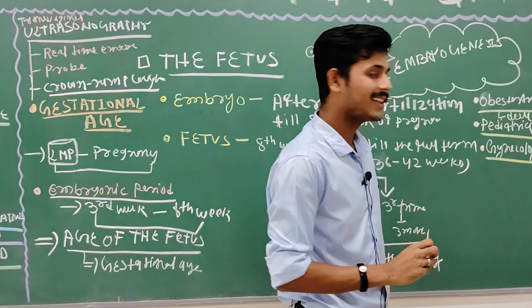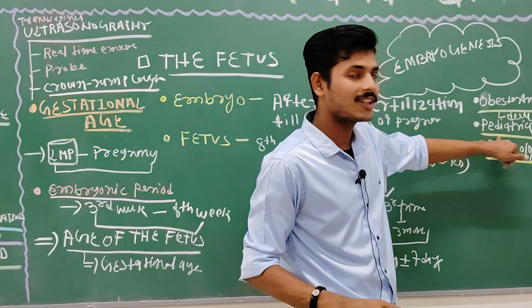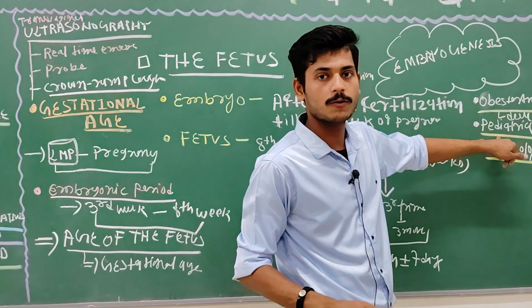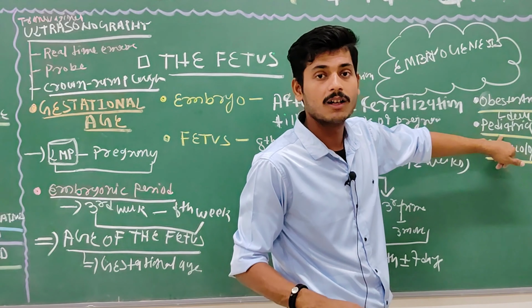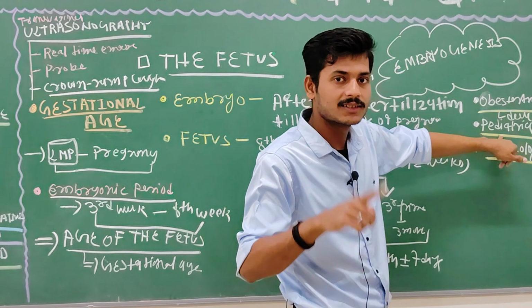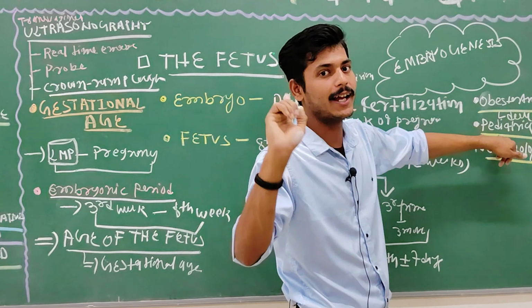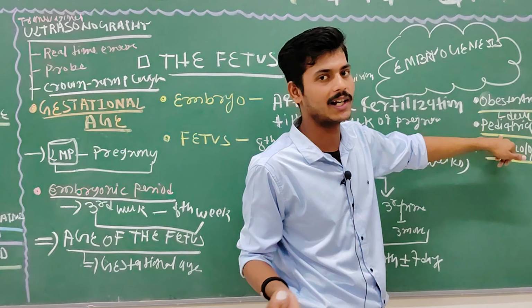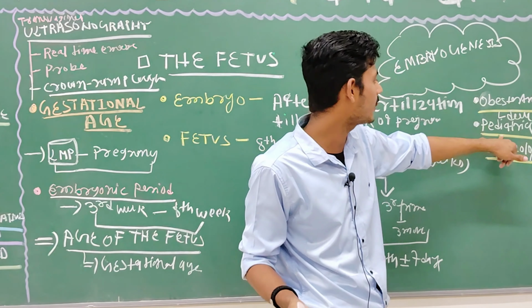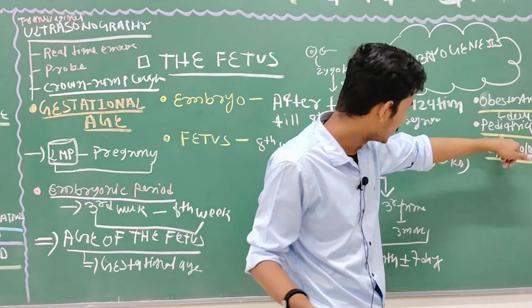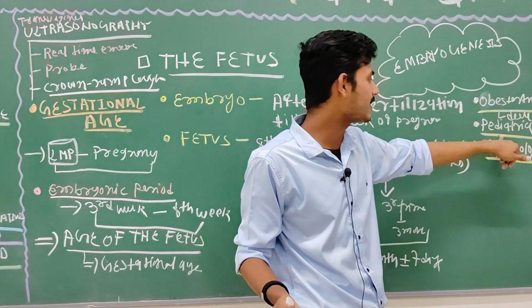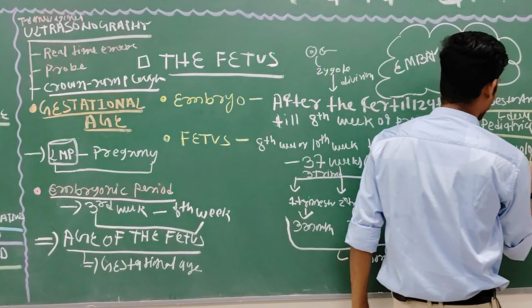Now, about pediatrics. Pediatrics is a branch of medicine which will monitor and provide care for infants, children and adolescents. Mark the words: infant, child and adolescents. Taking care of all these age groups is done by one special branch in medicine called pediatrics, and the practitioner is called a pediatrician.